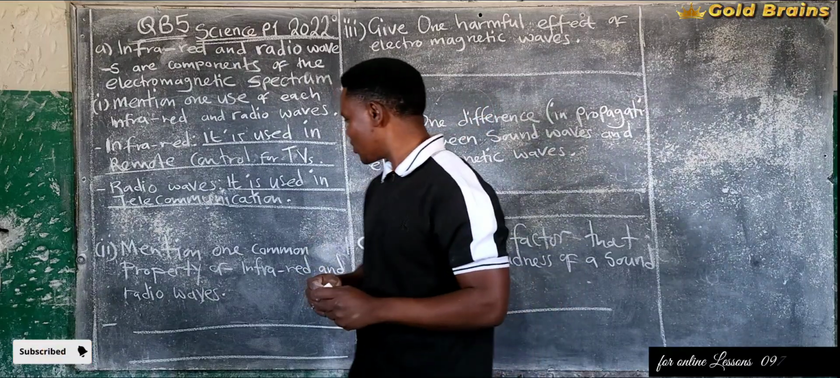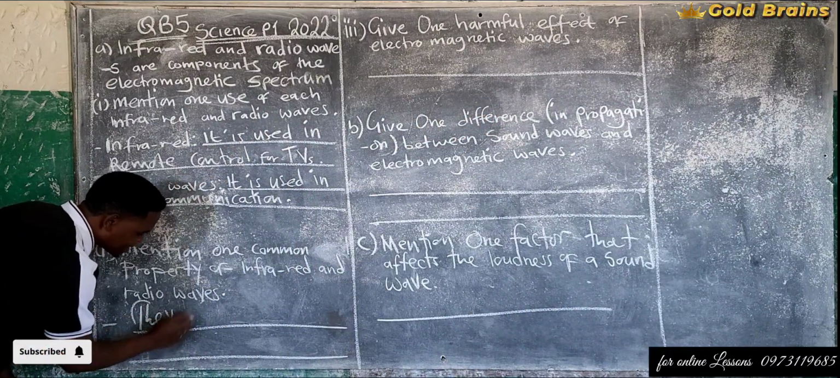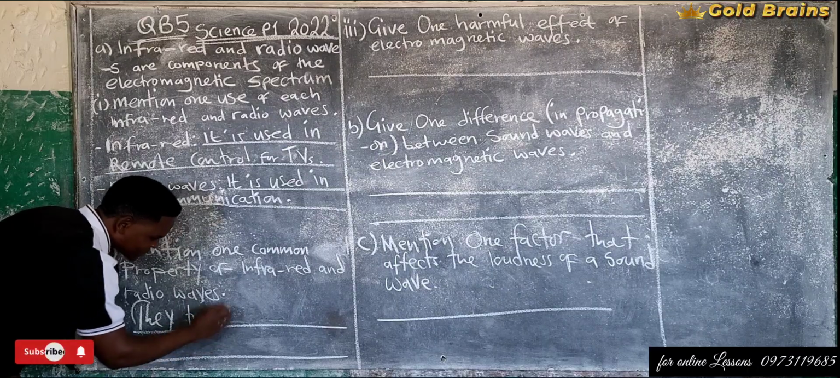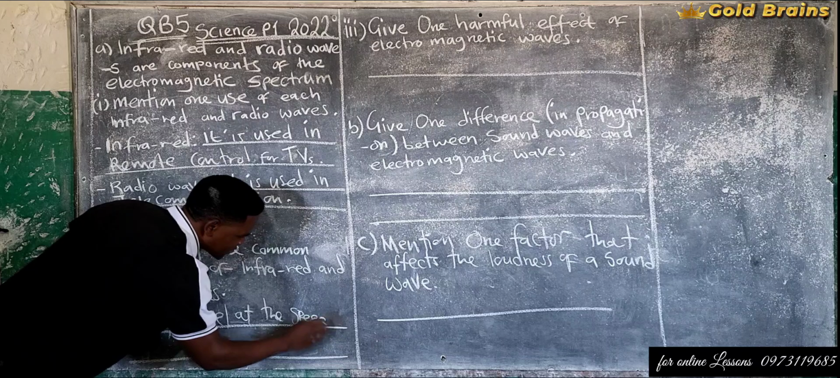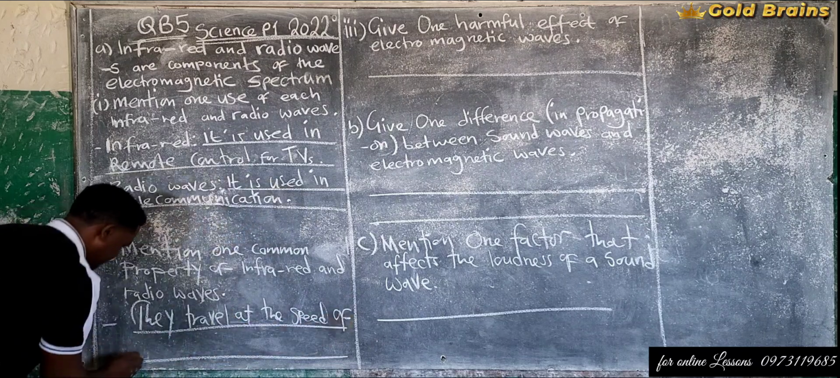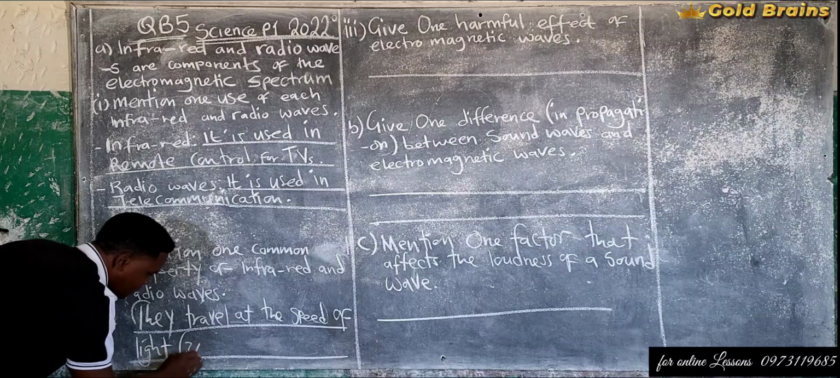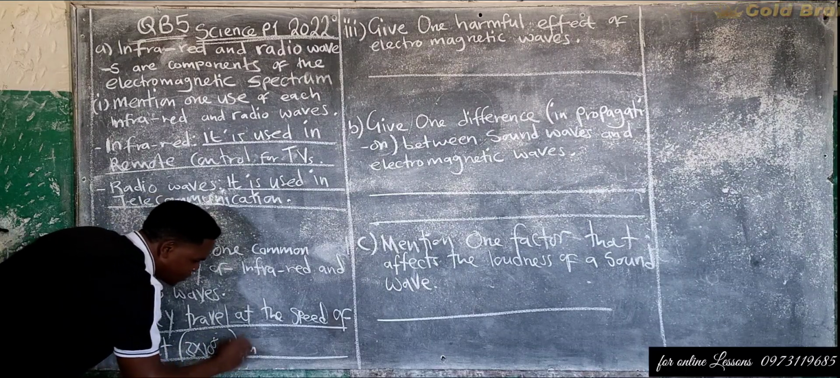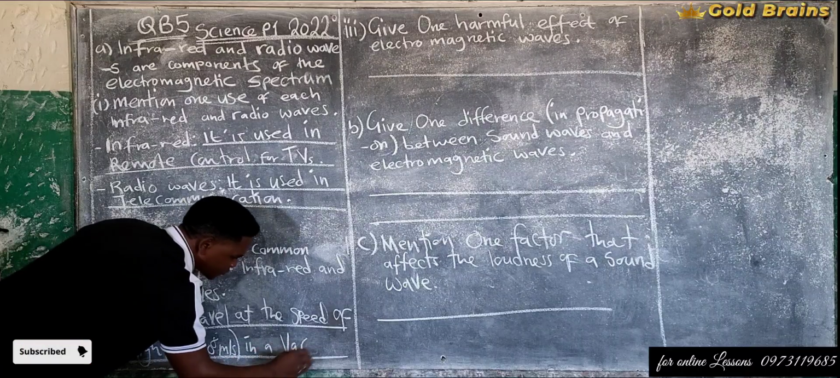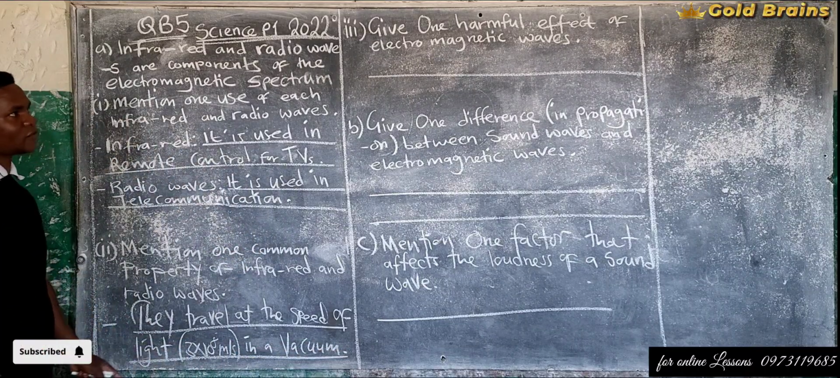So our answer here is that they all travel at the speed of light, that is 3 times 10 to the power 8 meters per second in a vacuum. That is it. You've answered this one. Get your mark from there.